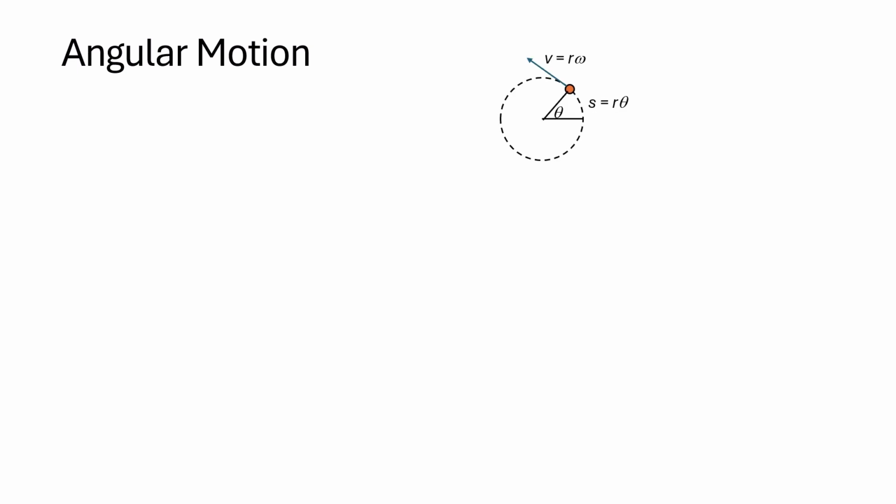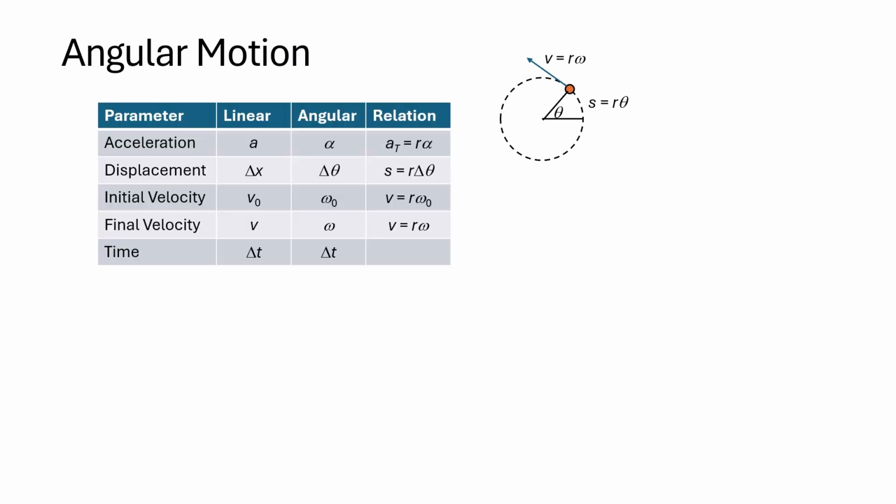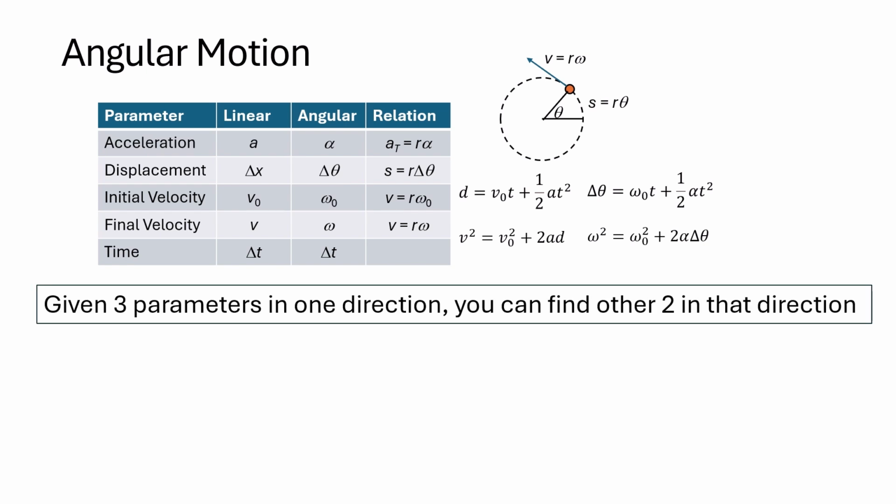Consider an object spinning, carving out an angle theta over a time interval. Each parameter we learned in linear motion has an angular counterpart. Angular velocity is denoted by Greek letter omega, and angular acceleration by Greek letter alpha. All those linear motion equations we covered earlier have an angular version. Remember how if we know 3 parameters, we can solve for the other 2. The same principle applies to angular motion.